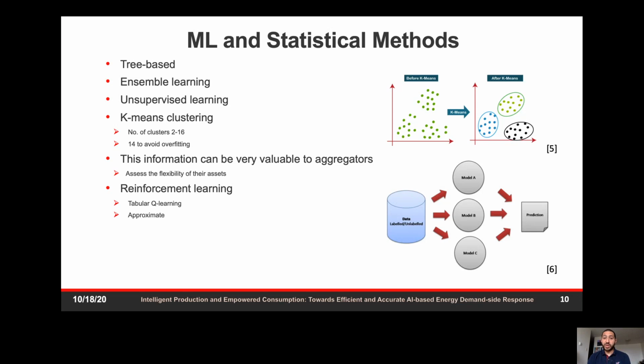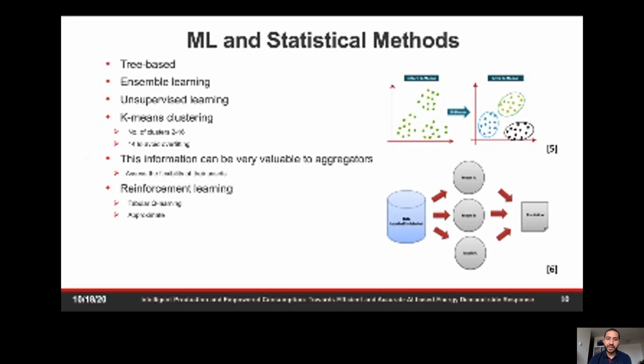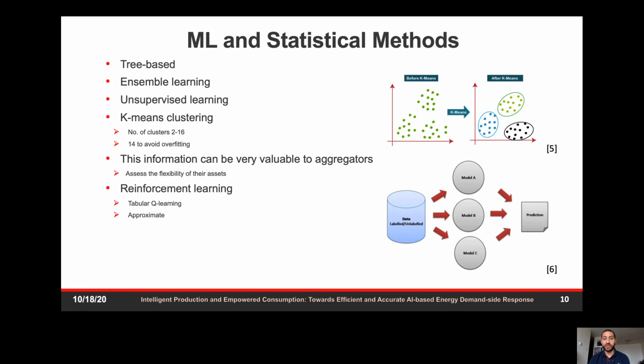Reinforcement learning is used a lot in the research for demand side response. Tabular Q learning and approximation, all of these are types of methods, machine learning methods and AI methods that we can use. Now, kernel regression, temporal ensemble learning is used.